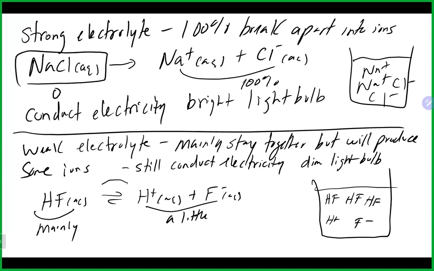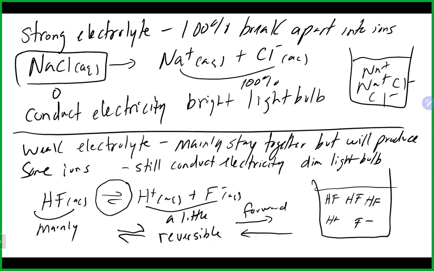You also will typically see arrows that head in both directions when you talk about a weak electrolyte. That means this reaction is reversible. At some point, you will start to make products, going from reactants to products, left to right, which is referred to as the forward direction. At some point, you'll make enough products that they will recombine and head back the other way, which is the reverse direction.